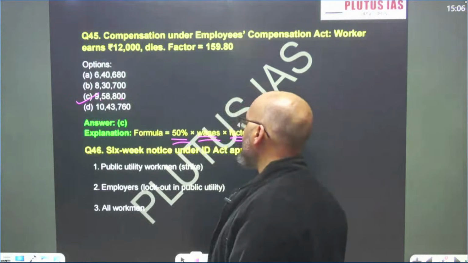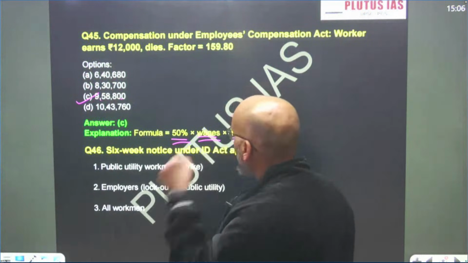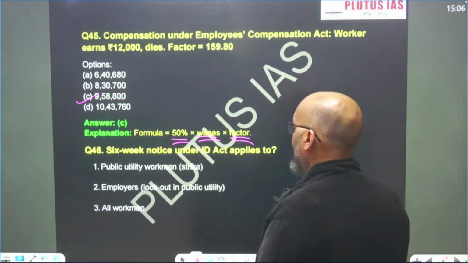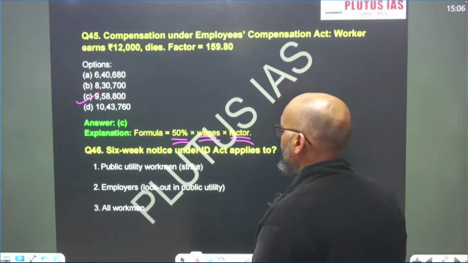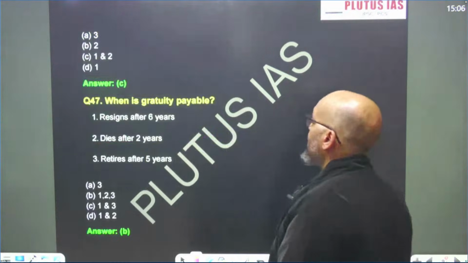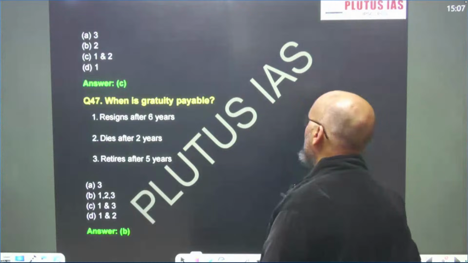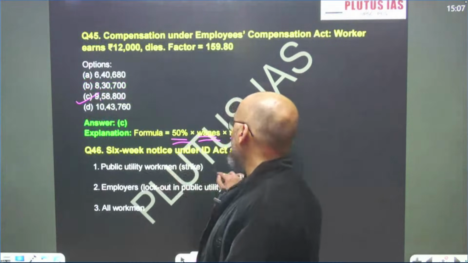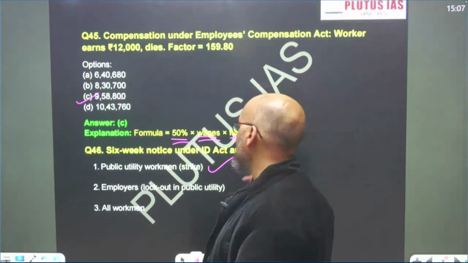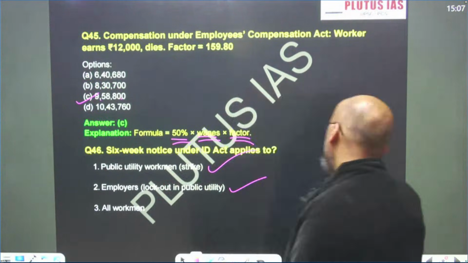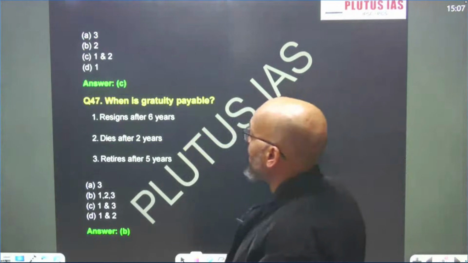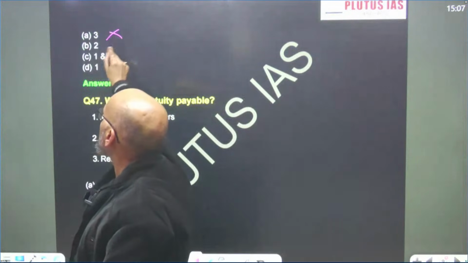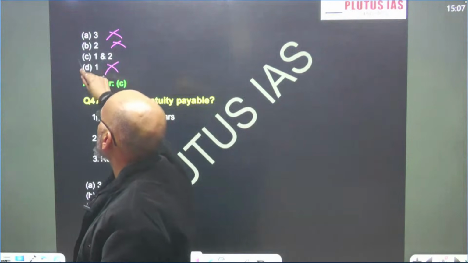Question 46. Six weeks notice under the ID Act applies to: public utility workman strike, employers lockout in public utility, and the third statement says all workmen. So which is correct? Public utility workmen strike is correct. Employers lockout in public utility is also correct. Statements 1 and 2 are correct. So let's look at the options. A is saying 3 only, wrong. 2 only, wrong. B is saying 1 only, wrong. Option C is correct.